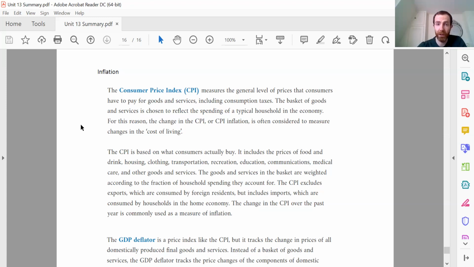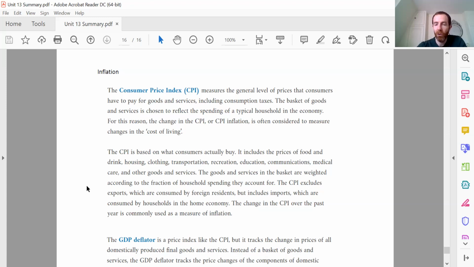So here, what we're really going to focus on is a couple of different ways of measuring inflation. We've got the consumer price index. The idea of that is to get a general level of prices consumers are paying. How that's done is the body constructing the consumer price index will select a basket of goods and services. What goes into that basket are goods and services that a typical household will buy. You can see down here some examples: food, drink, housing, clothing, transportation, recreational activities, education.